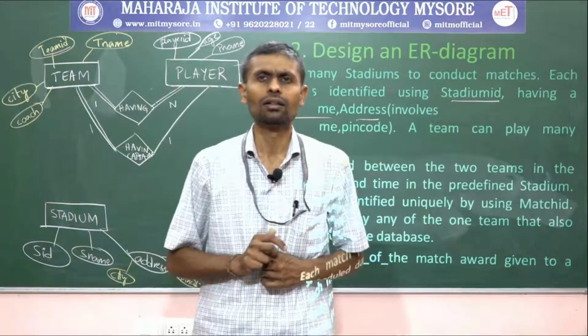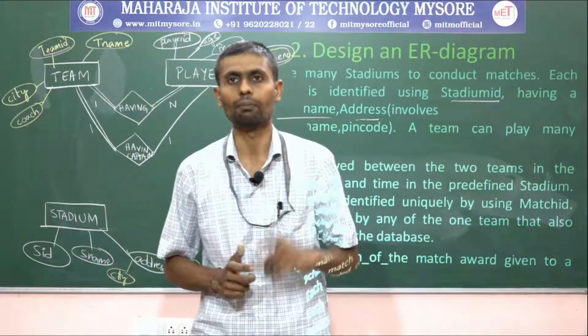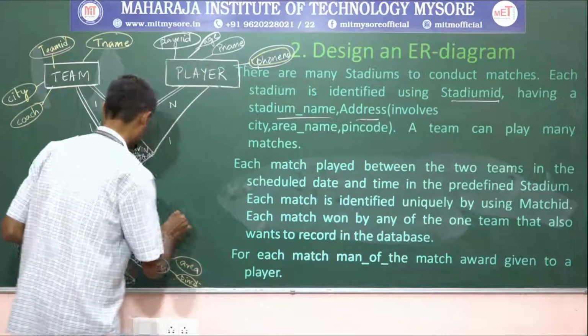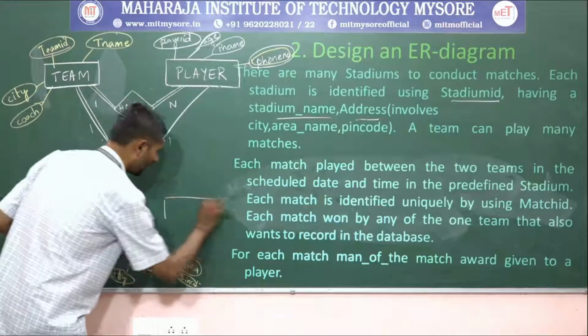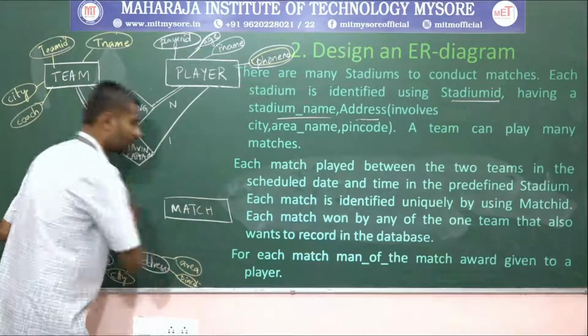So for that, what do they want to create, guys? One more entity type in the name of what? Match. Let me go with creating one more entity type in the name of match. Fine. Next.